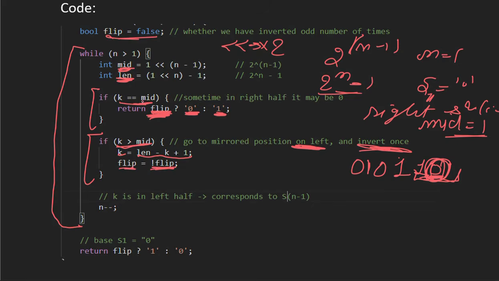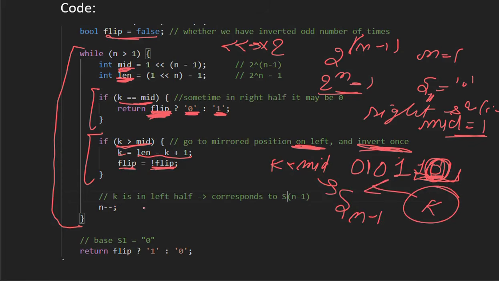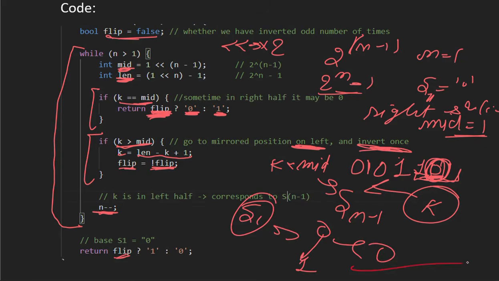If k is not equal to mid and k is not greater than mid, then that means k is less than mid. In that case we directly check the kth bit in string S n minus 1. So we just reduce n by 1 and check again. And suppose we don't get our answer, then we check the base condition, that is S of 1. S of 1 is 0, but if the flip bit is true, then we flip 0 to 1, else we return 0. So I hope I'm able to explain you the whole approach properly.